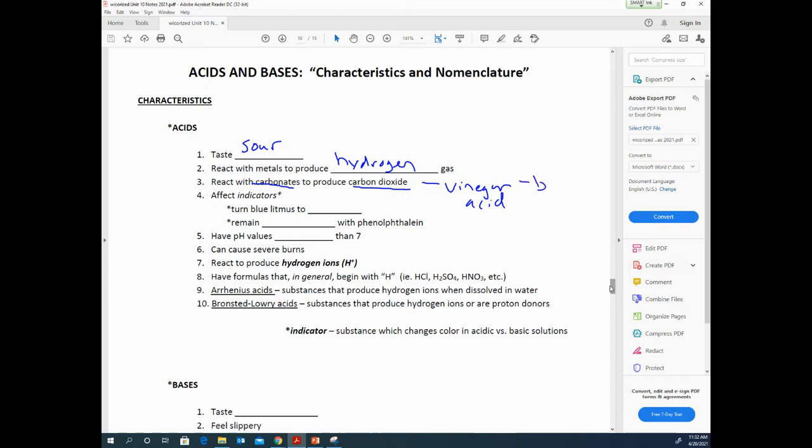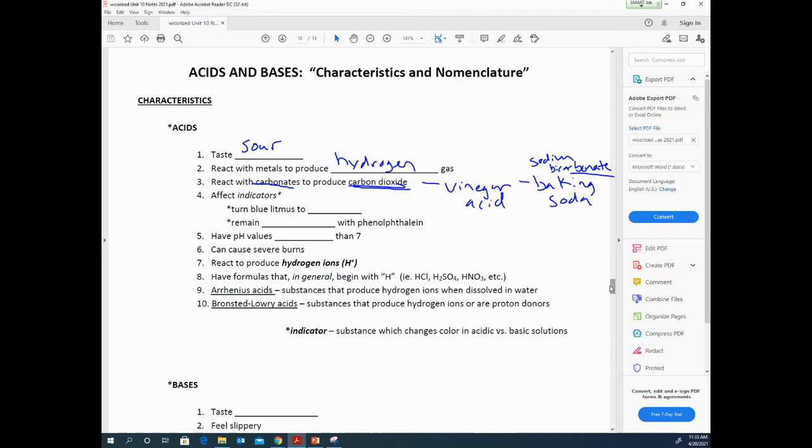And when you pour it on baking soda, which is sodium bicarbonate, so it has that keyword carbonate. When you pour vinegar onto baking soda, what happens? Remember, that's like a volcano. Vinegar and baking soda, the little science experiment volcano, goes with bubbles. So that's the production of carbon dioxide.